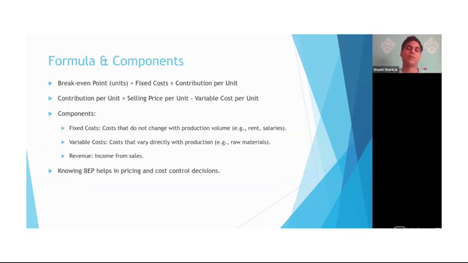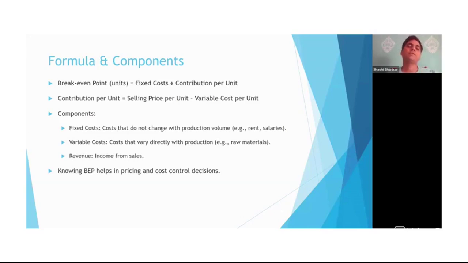Now moving to the next, the formula and components. So break-even point, in units, is equal to fixed cost divided by contribution per unit. And the contribution per unit is equal to selling price per unit minus variable cost per unit. So in short, contribution per unit is selling price per unit minus variable cost per unit.